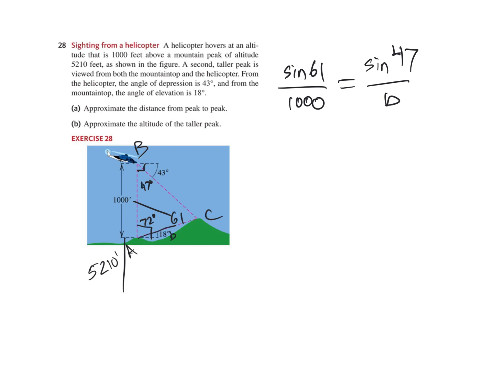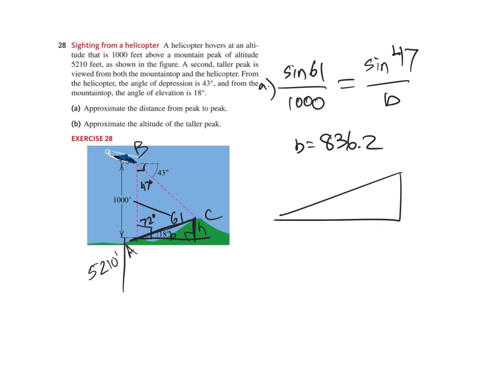From peak to peak, I guess that's the first one. Part A is what's that distance. So that's what we're doing here. Let's calculate that out: 1,000 times the sine of 47 divided by the sine of 61. So little b is 836.2. All right. So now we want this little piece of information right here, that height.